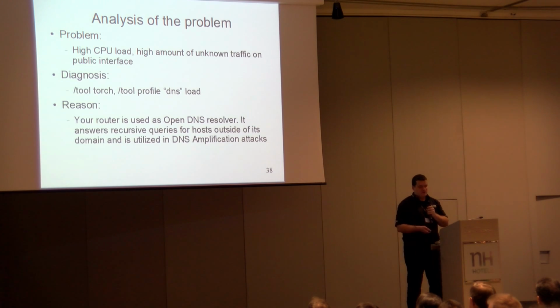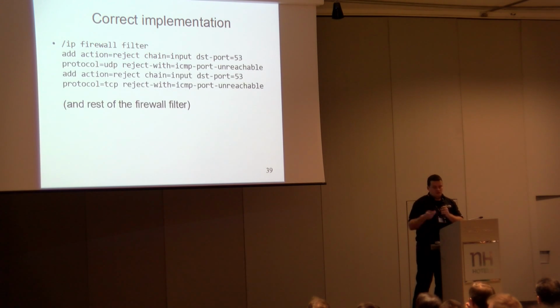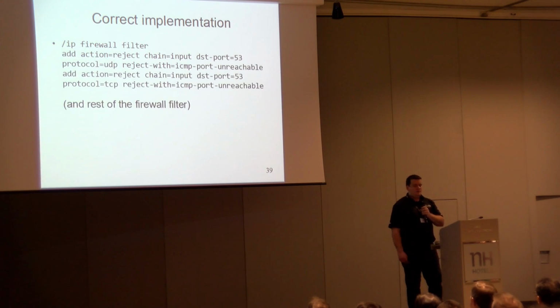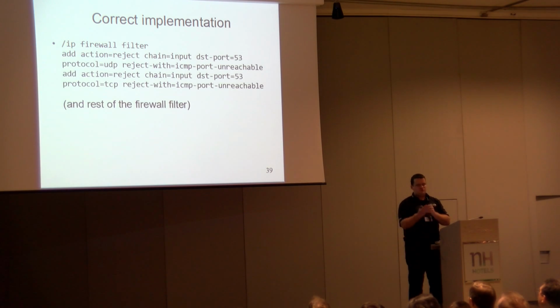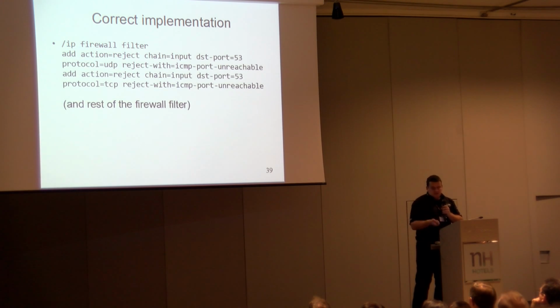And it's very simple. You just need to add two rules. I prefer to do rejects instead of drops, because in my observation, that somehow makes them stop trying much faster than simple drops. And of course, you need the rest of the firewall. Yeah, these two rules will not fix all your issues. This will fix just this specific one. So simple, but very, very common.